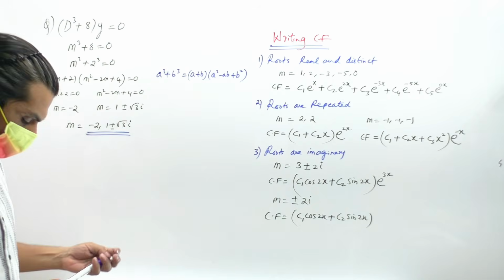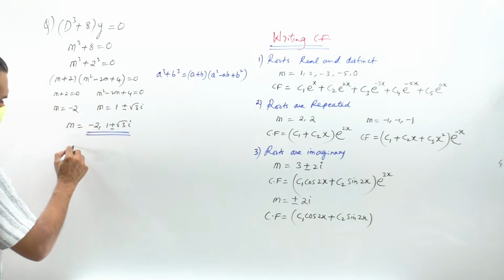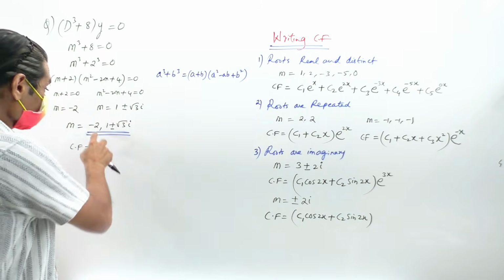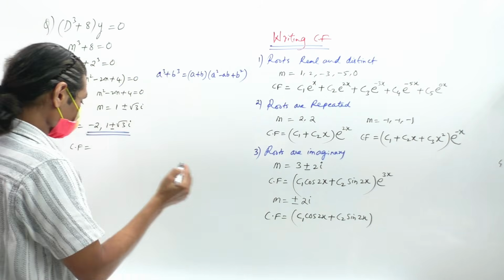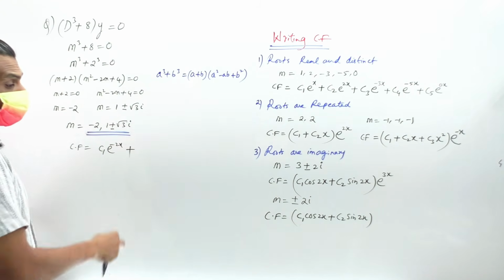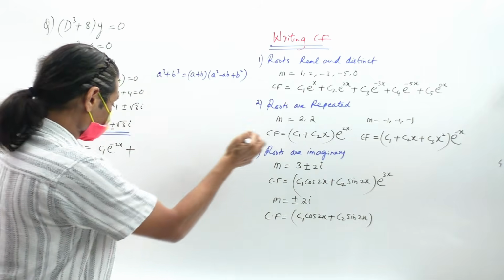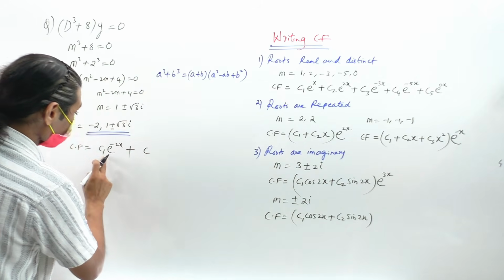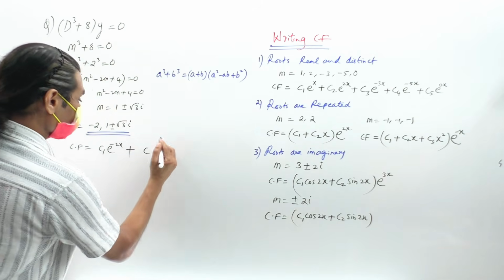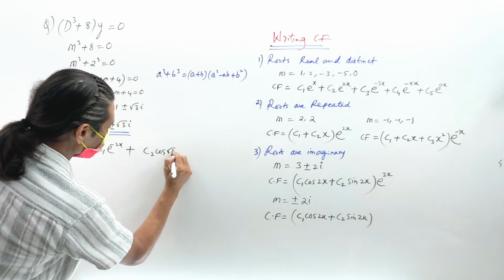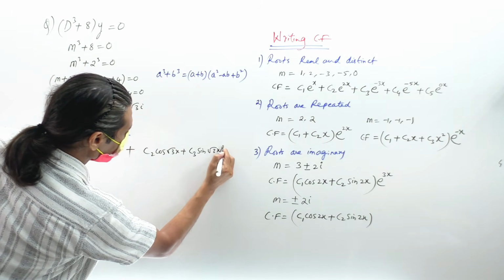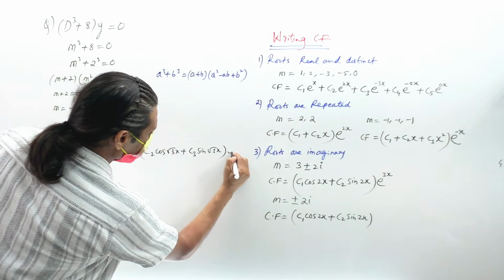Okay, so I found the roots now. Once you find the roots, what is the complementary function? There are 3 roots, minus 2 is the real root. So it will be c1 e raised to minus 2x plus, for 1 plus or minus root 3i, the imaginary conjugate, c2 cos of root 3x plus c3 sine of root 3x, whole into, the real part is 1, e raised to x. See, I have already taken c1, 3 roots means c1, c2, c3.